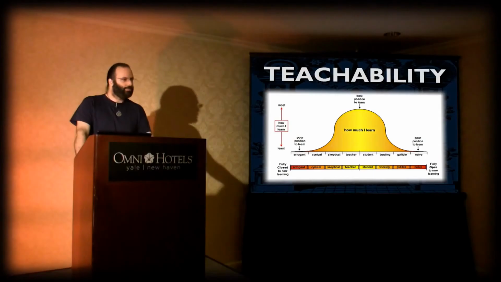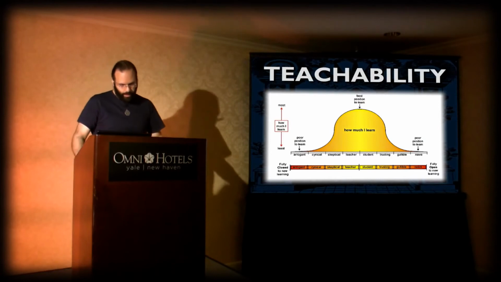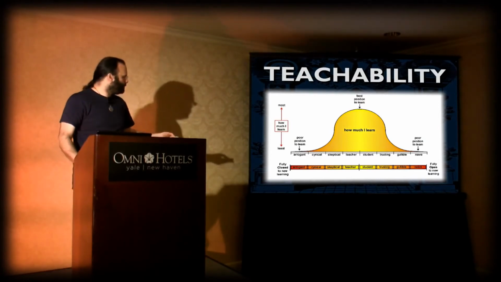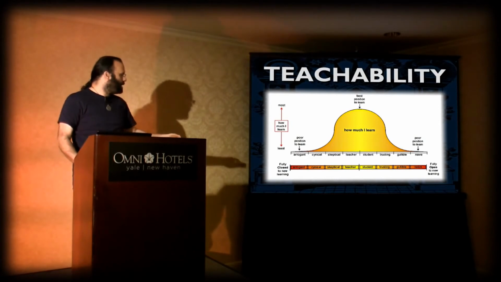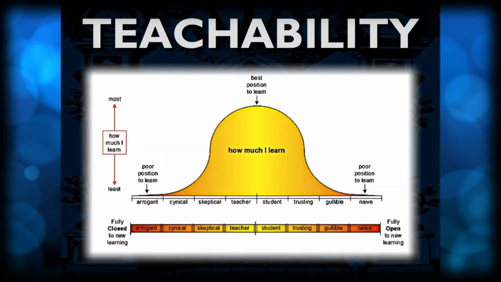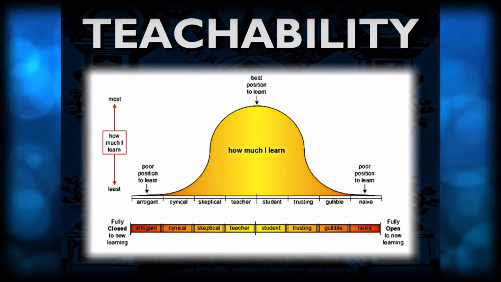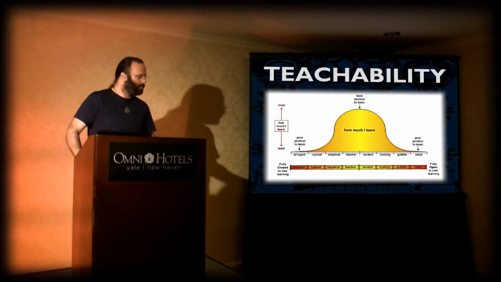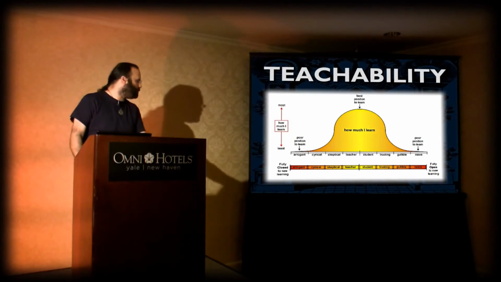This is called a teachability bell curve. Okay? And down here is the mental state of the student. It goes from arrogance, cynicism, skeptical nature, a teacher, a student, and then up to being trusting, then being gullible, and then being outright naive. Okay? So that's the whole spectrum of teachability.